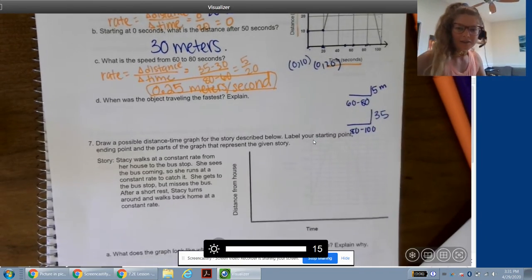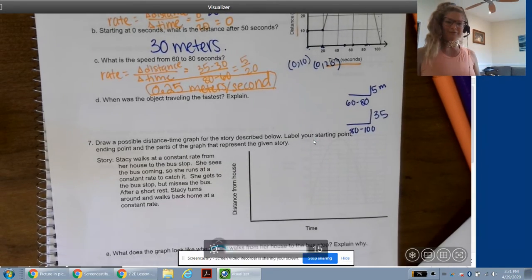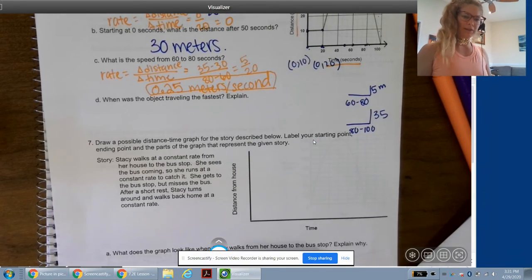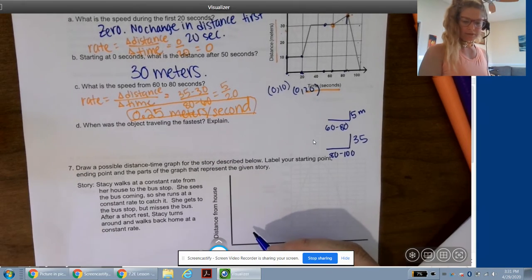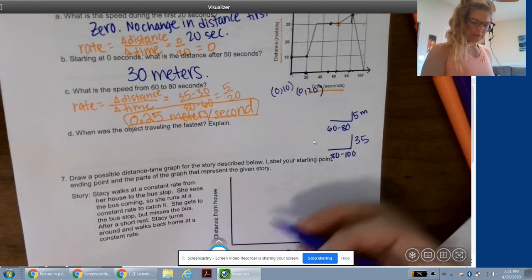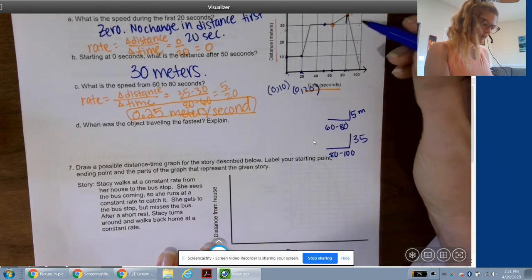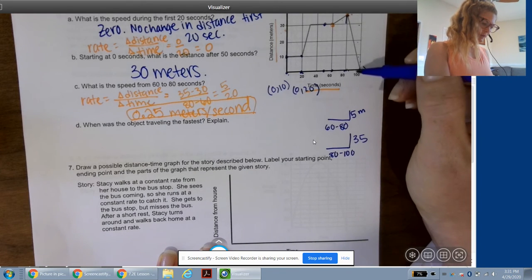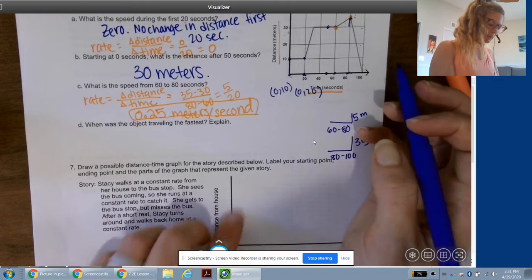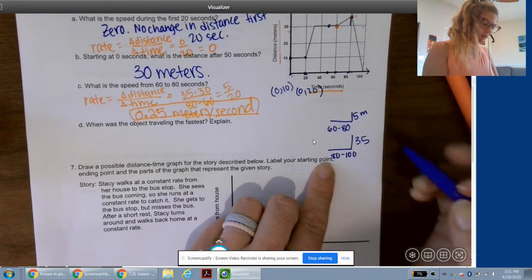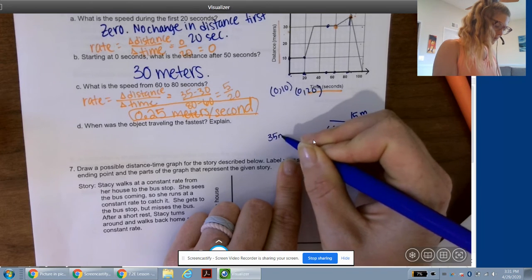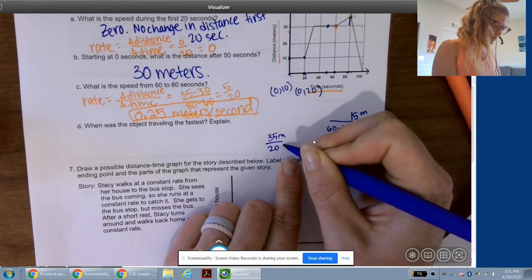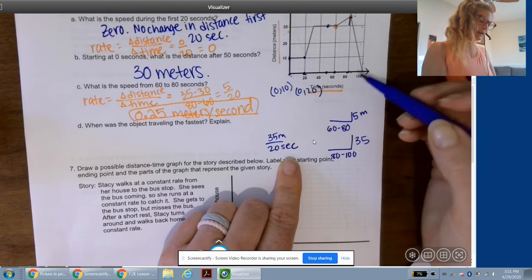Okay, so taking a look, when was the object traveling the fastest and explain? So it's between, so that is, let's calculate that slope for us. So that is 35 meters in 20 seconds. And we're going to compare that.